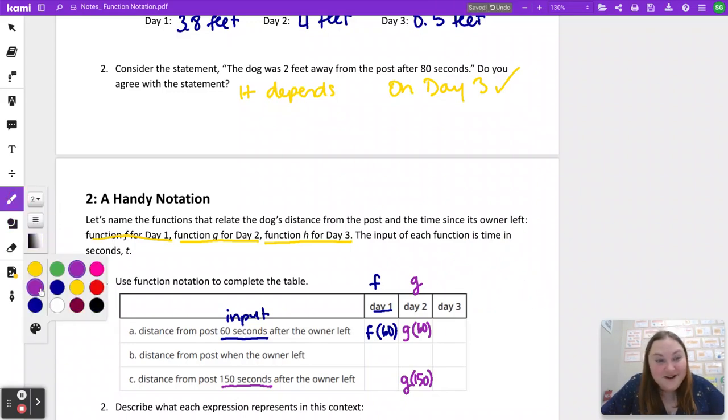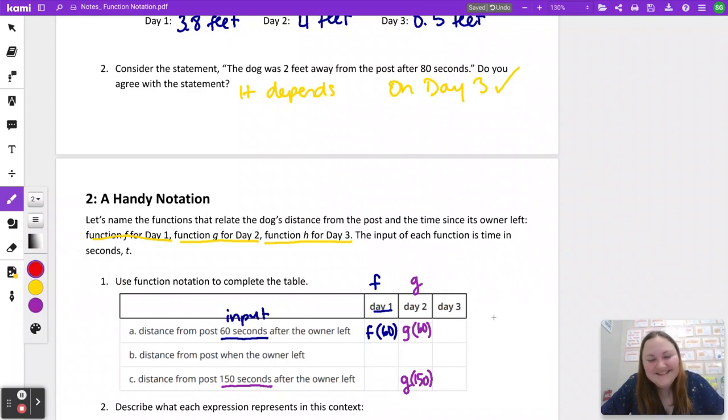All right. If you're coming back now with some answers, for day 3, we do need the name of day 3. That is function H there. So if I finish that first row, F of 60 was the distance from the post 60 seconds after the owner left on day 1. G of 60 is the distance from the post 60 seconds after the owner left on day 2. For day 3, it's going to look real similar, except now I'm using the letter H. I would have H of 60 to represent the distance from the post 60 seconds after the owner left on day 3.